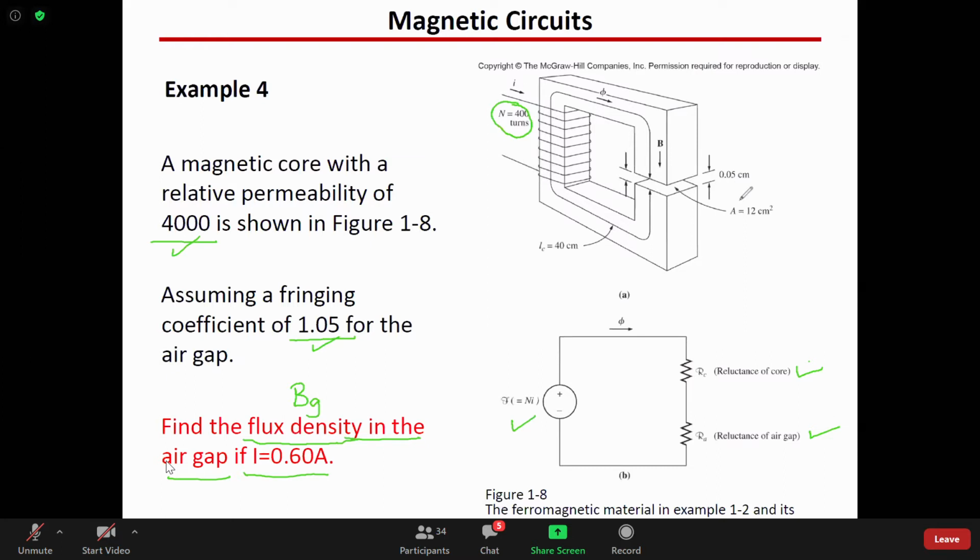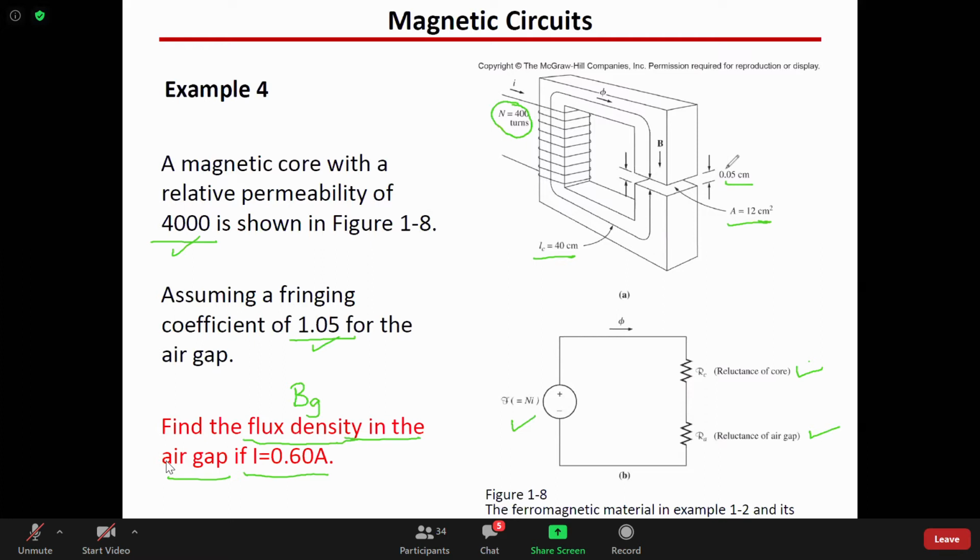Regarding dimensions, the cross-sectional area is given, 12 centimeters square. So we don't have to worry about the cross-sectional area for the core. It's already given. We don't need to calculate it similar to example 3. The average length for the core is given also, 40 centimeters. The air gap length is given, which is 0.05 centimeter. This is basically all that we need. So in terms of dimensions, it's much easier than the previous example, right? We don't need to calculate the average length or the area now. All of them are given.